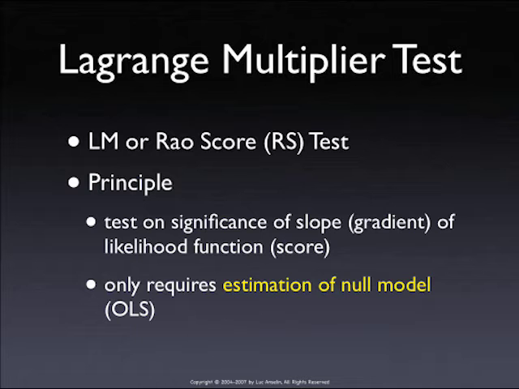They come at the problem slightly differently, but they come up with the same solution. So depending on whether you're a statistician or an econometrician, you will tend to use Lagrange multiplier or Rao score test to refer to this same principle. As we saw, it only requires estimation under the null, which is the standard regression model.